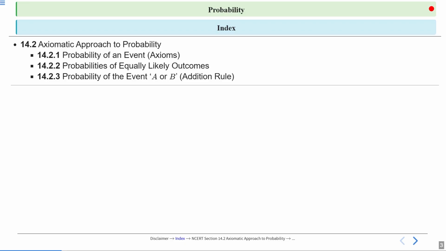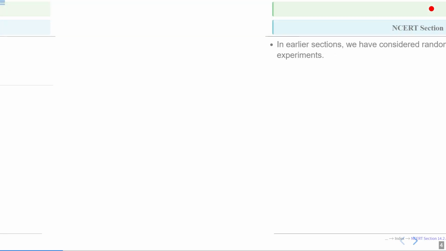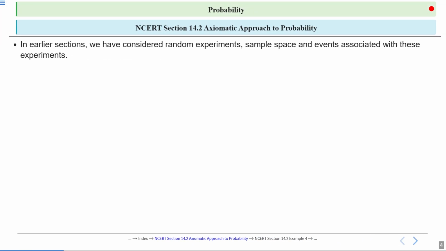So make sure you have your notebooks and pens ready. Let's start. First topic, axiomatic approach to probability.